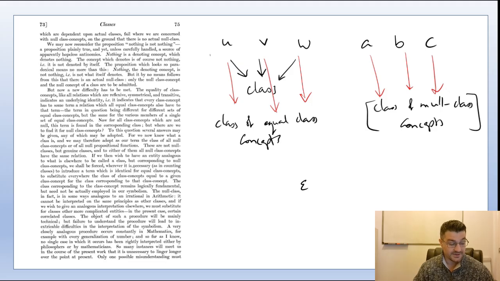The null class, in fact, is in some ways analogous to an irrational in arithmetic. It cannot be interpreted on the same principles as other classes, and if we wish to give an analogous interpretation elsewhere, we must substitute for classes other more complicated entities. In the present case, certain correlated classes. So what he seems to be talking about here is, if any of you watching this, which I'm sure many of you will, the construction of the real numbers.